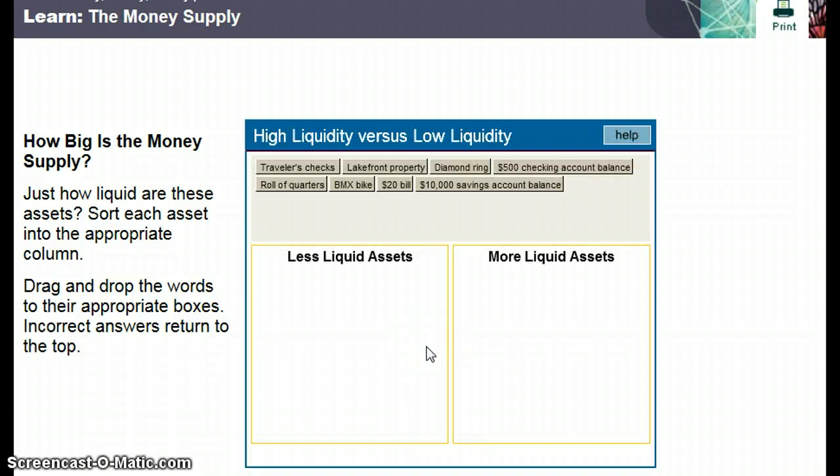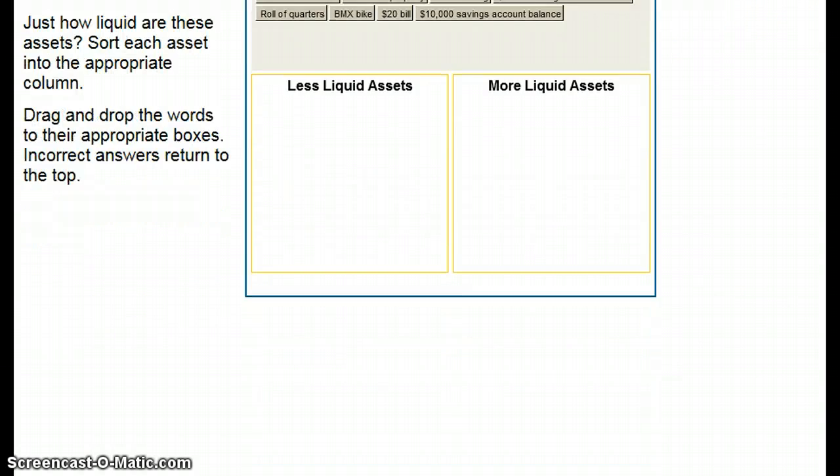How big is the money supply? Just how liquid are these assets? Sort each asset into the appropriate column. Again, go ahead and do that on your own.